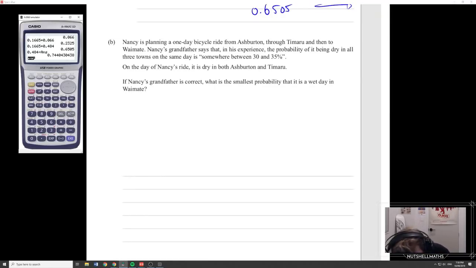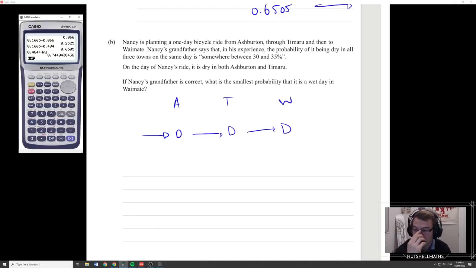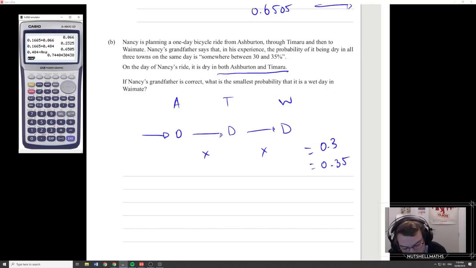Right, this is kind of a funky one. Nancy is planning a one-day bicycle ride from Ashburton through Timaru, then to Waimata. Nancy's grandfather says that in his experience the probability of it being dry in all three towns on the same day is somewhere between 0.30 and 0.35. So, we have dry in Ashburton, dry in Timaru, and then dry in Waimata. The probability of it being dry in all of these three, so this times this times this, is either 0.3 or 0.35. On the day of Nancy's ride, it's dry in both Ashburton and Timaru, so we've already got this condition. If Nancy's grandfather is correct, what is the smallest probability that it is a wet day?